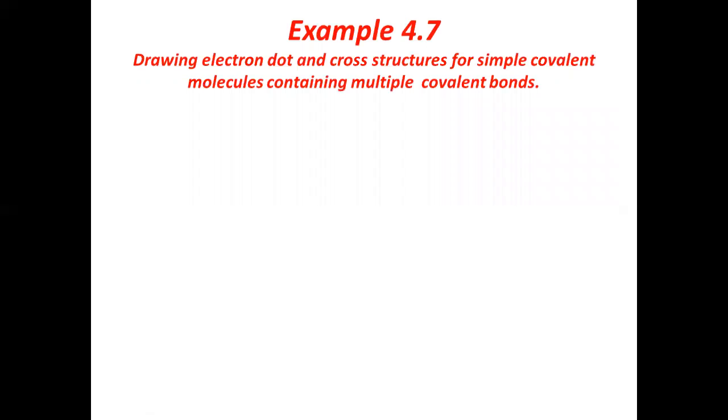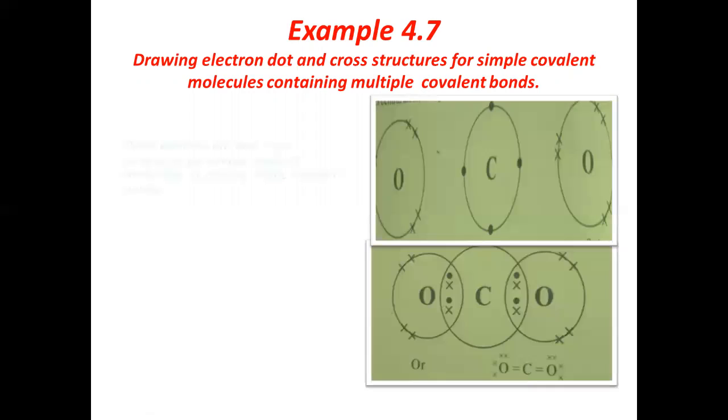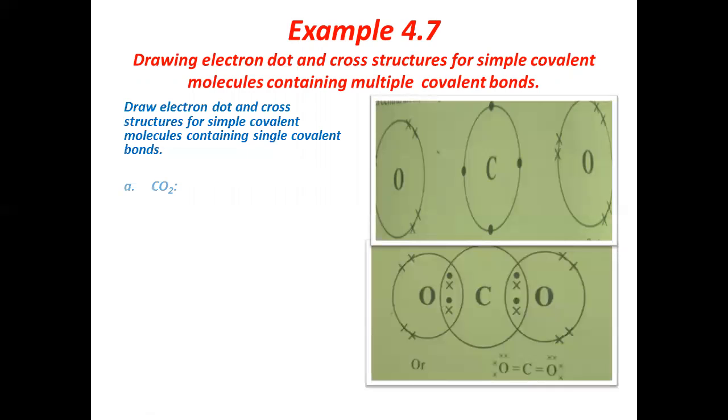Then example 4.7, which is the last example, drawing electron dot and cross structure for simple covalent molecules, but in this case having multiple covalent bonds, not single covalent bonds, multiple covalent bonds. So the first example is of carbon dioxide.